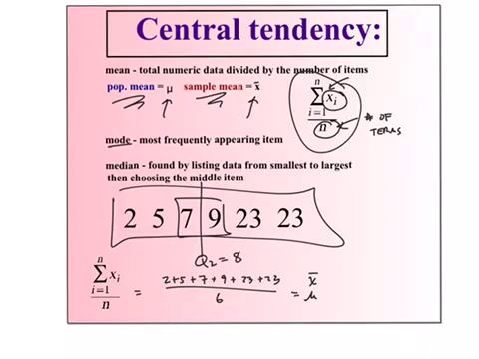If we had an odd set of data, let's say we added a 7th data point, 25, then our Q2 would be 9. Then it would be the absolute middle number in that set. So depending on even or odd, that's how you'd find the median.